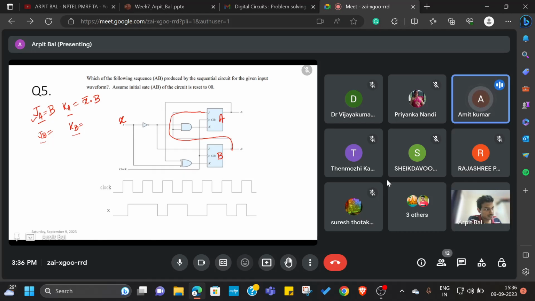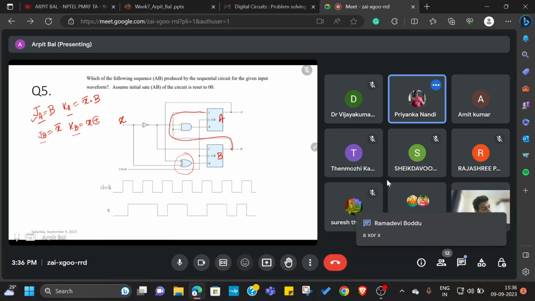So what is JB and KB? JB is X complement. Correct. And KB will be... So what is this gate? XOR. Correct. So it should be X XOR A. Yeah, that's correct.